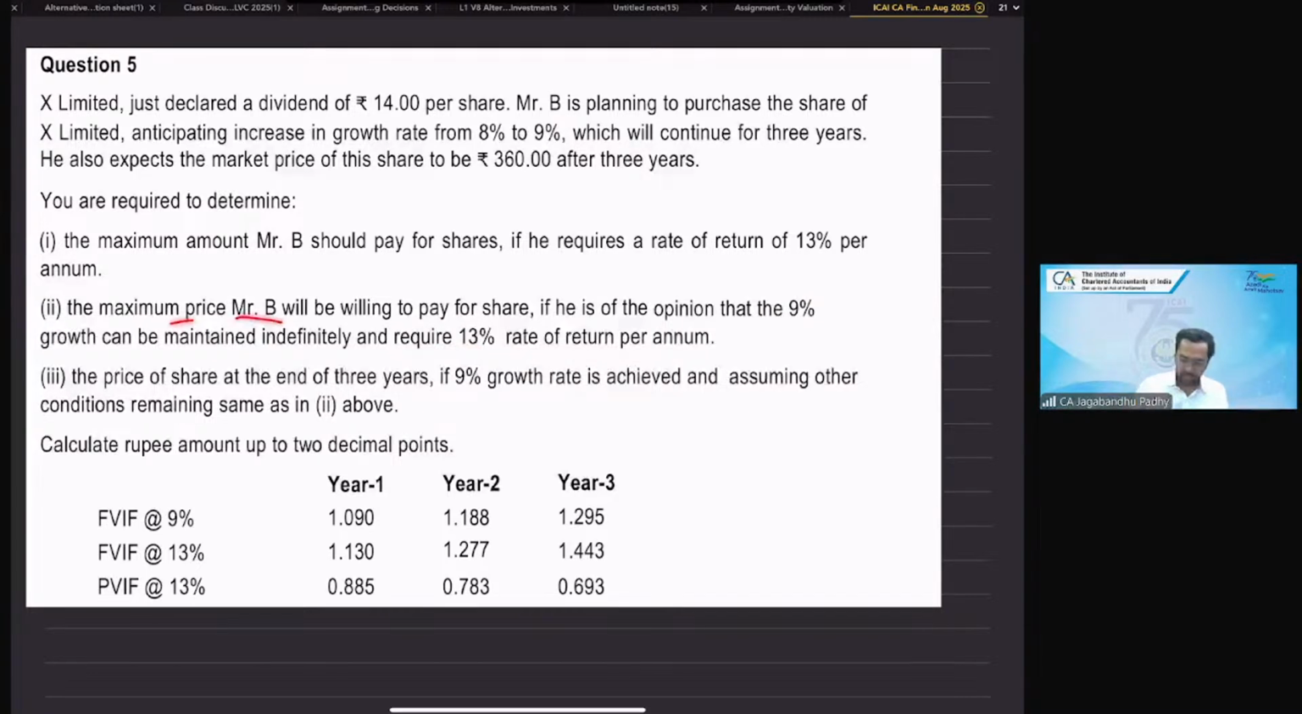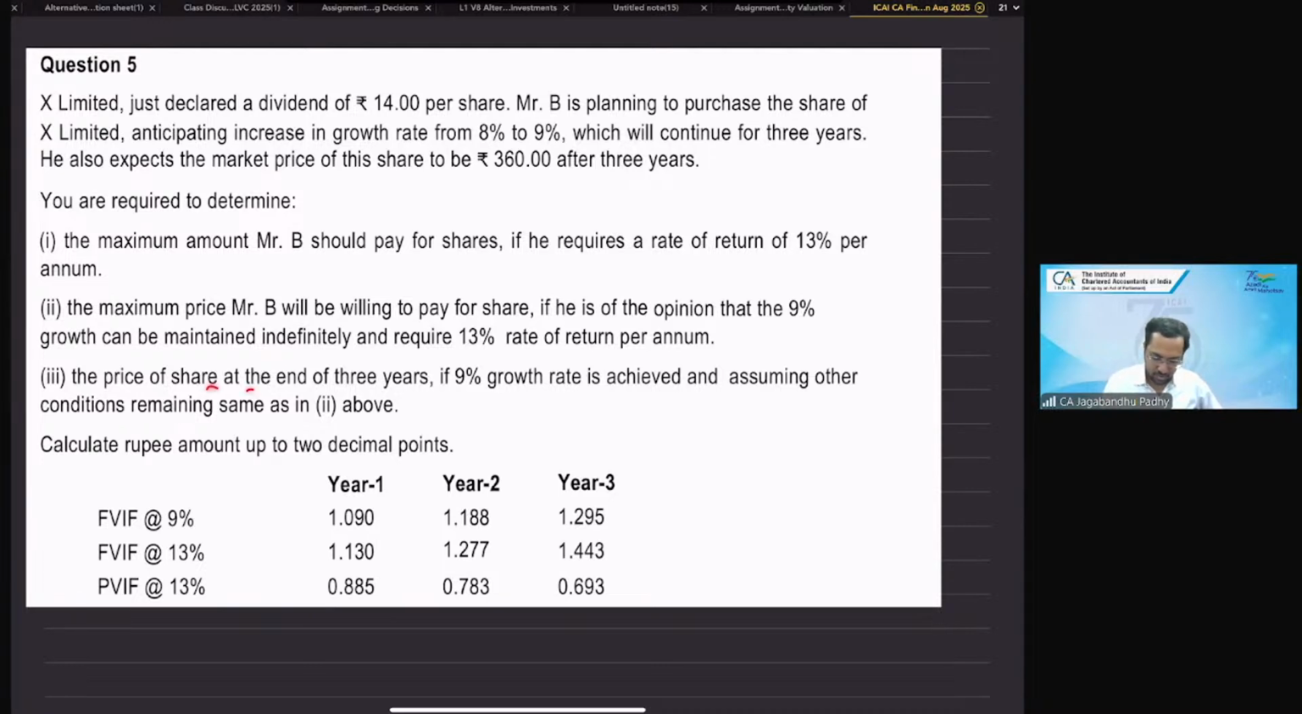Okay, the maximum price Mr. B will be willing to pay for the share if he is of the opinion that 9% growth can be maintained indefinitely and it will require a 13% rate of return on a per annum basis. So 9% is indefinitely and 13% is KE. This is a separate way of valuing it.